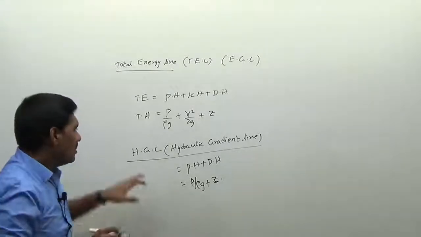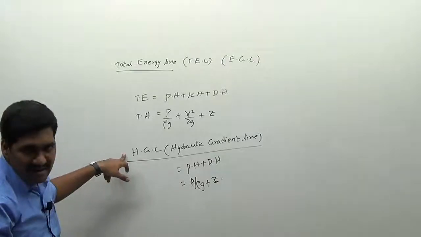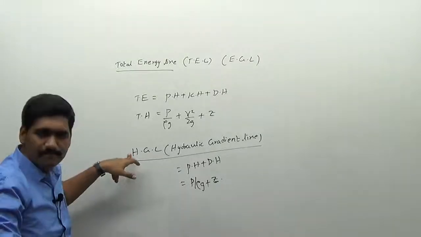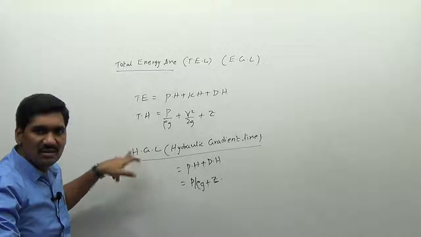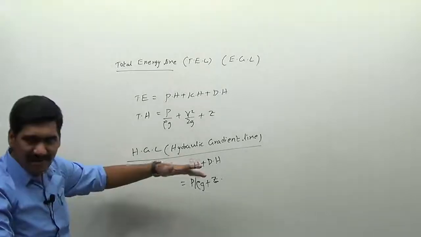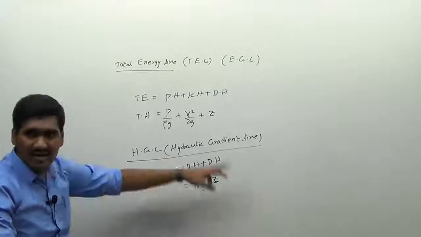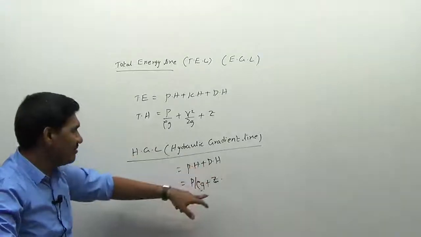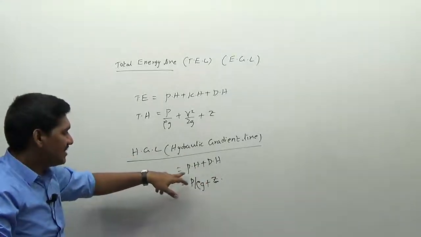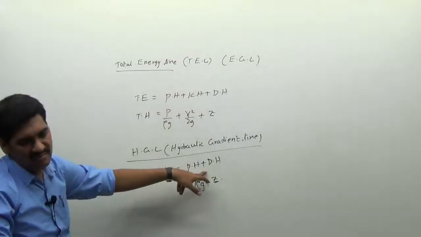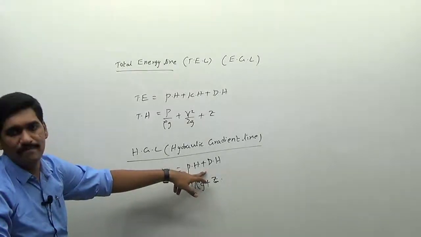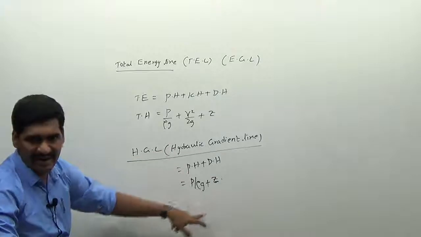How can we define the hydraulic gradient line? The hydraulic gradient line is a line which joins the points along the given pipeline such that those points are the values of the hydraulic gradient. The hydraulic gradient is obtained from only the pressure energy and the datum head. This is called the hydraulic gradient line.